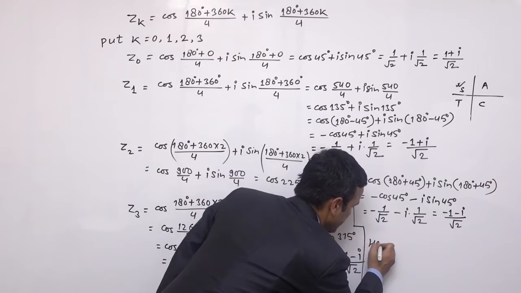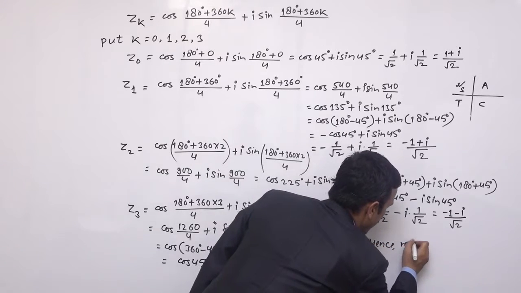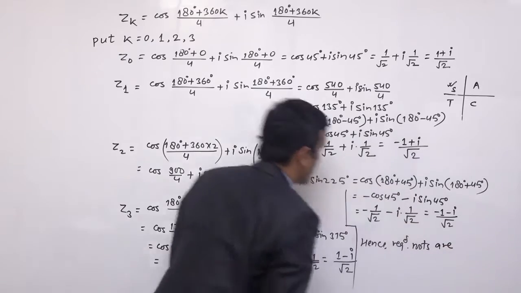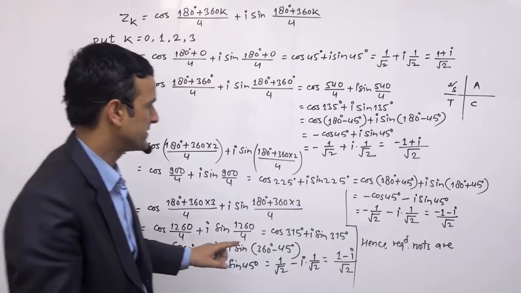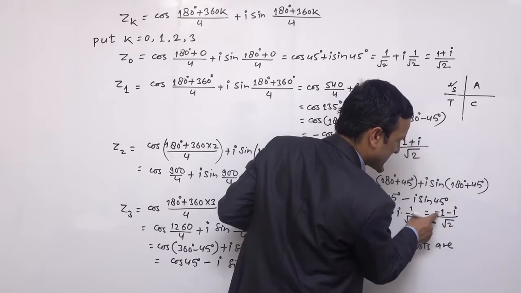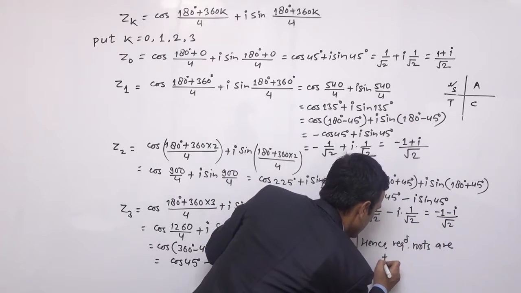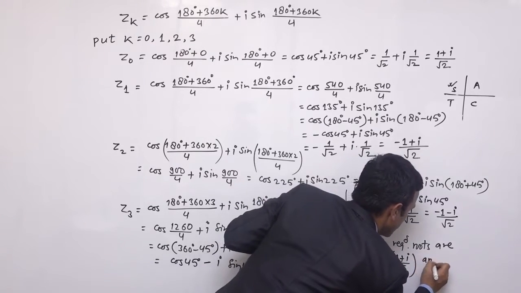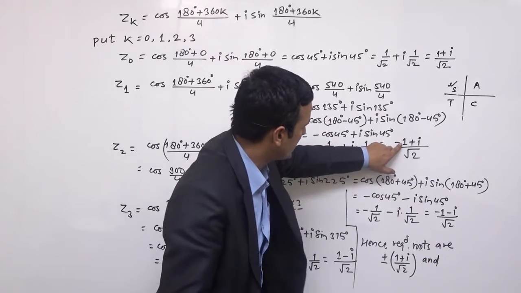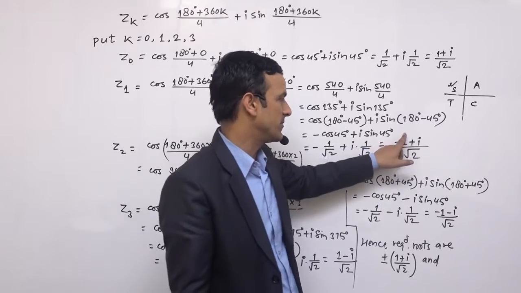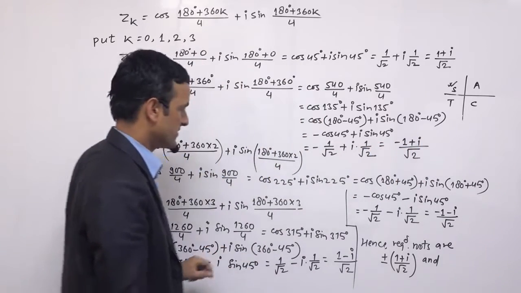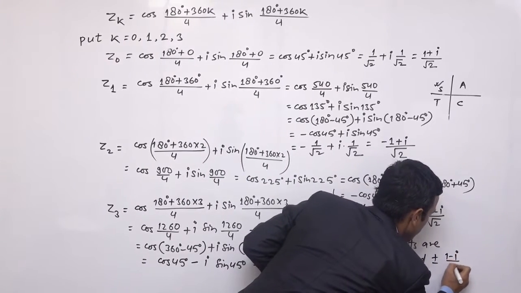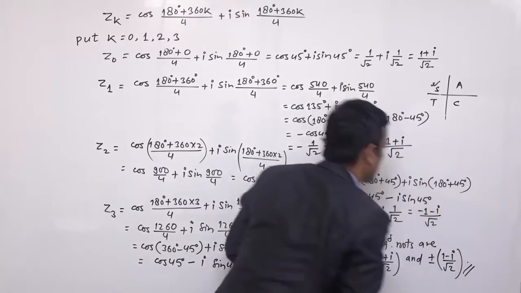Hence, the required roots are: this is one of the solutions, 1 plus i by root 2, but it is negative, that's why write down plus minus 1 plus i upon root 2. This is one of the solutions. And here, if you take minus common, then it will be 1 minus i by root 2, and again here 1 minus i by root 2. So we can write plus minus 1 minus i by root 2. So these are the solutions.